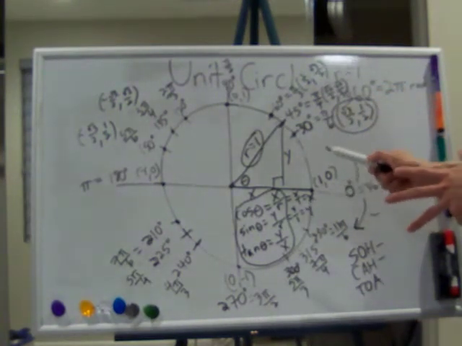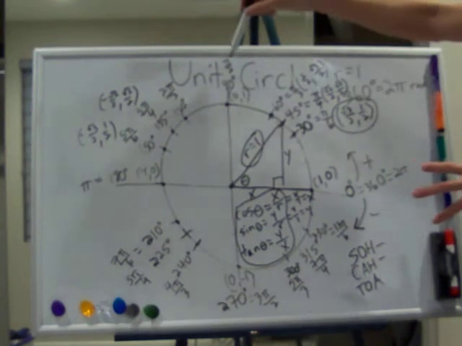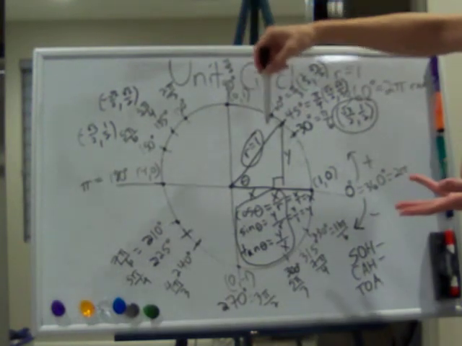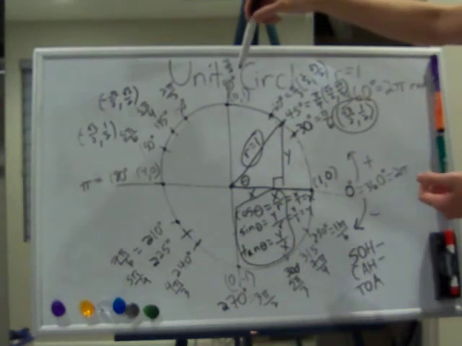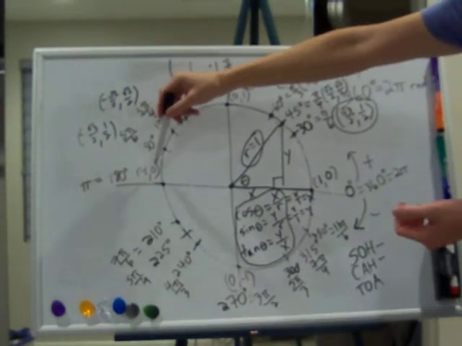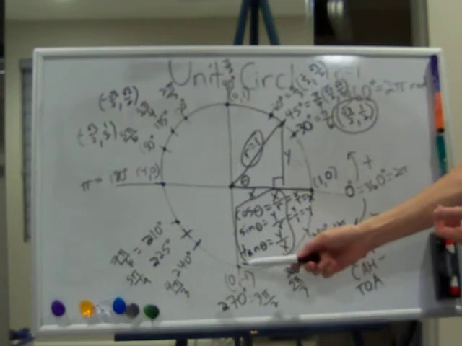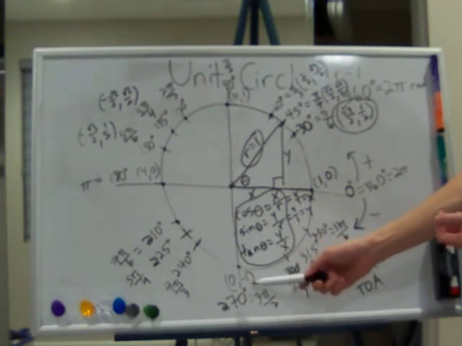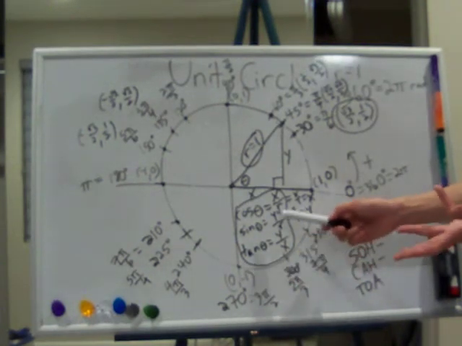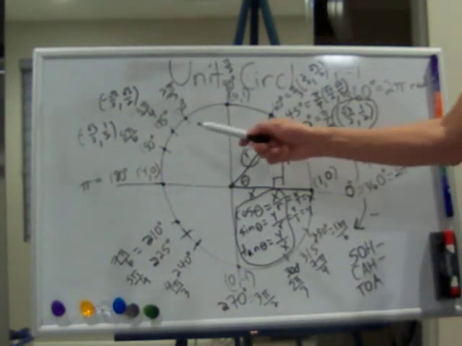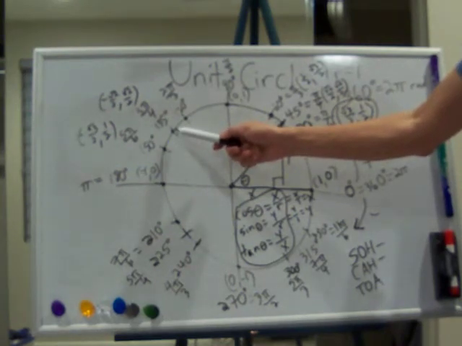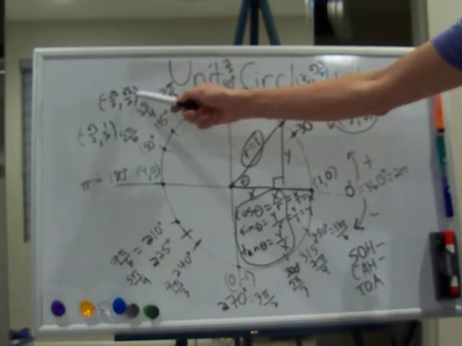So what if I said sine of pi over 2? Sine of pi over 2 is equal to 1, because sine refers to the y value, right? What about sine of pi? Sine of pi equals 0. Sine of 270 equals negative 1, because it's the y value, right? How about sine of 3 pi over 4? Sine of 3 pi over 4 is rad 2 over 2.